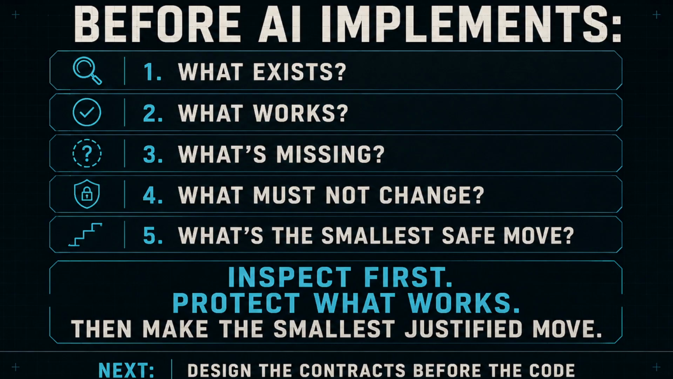What already exists? What works? What's missing? What must not change? What's the smallest safe next move? If the AI is unable to answer those clearly, you're not ready to implement yet. Okay? Keep investigating, because the safest change is usually the one where you can explain exactly why that part and not everything around it needs to move.